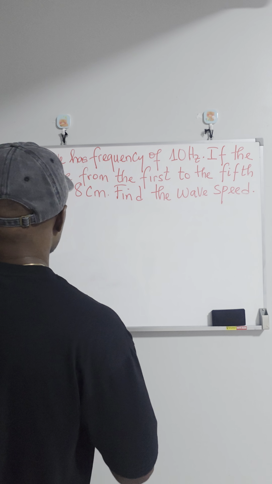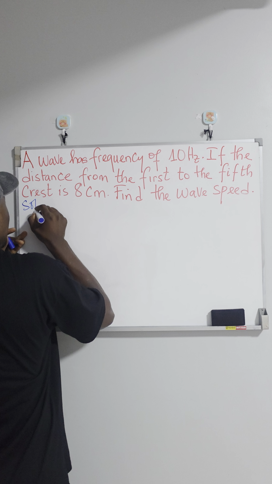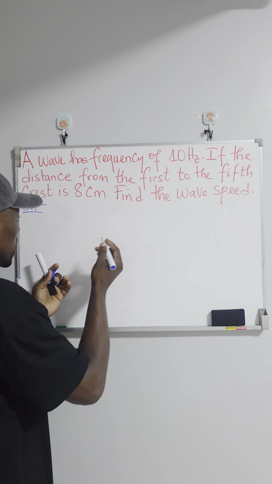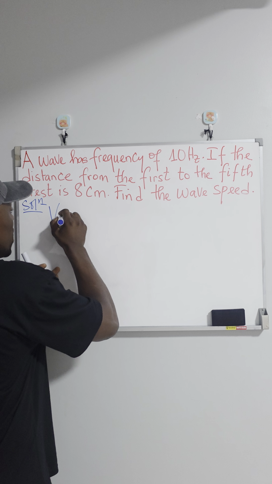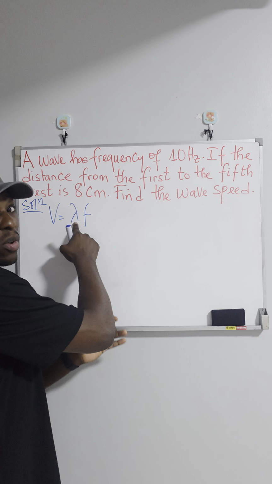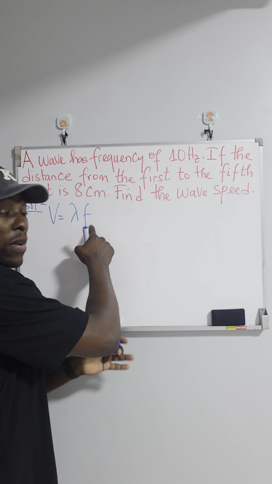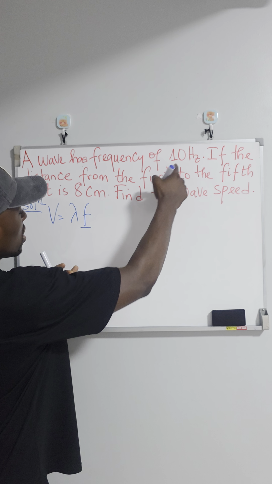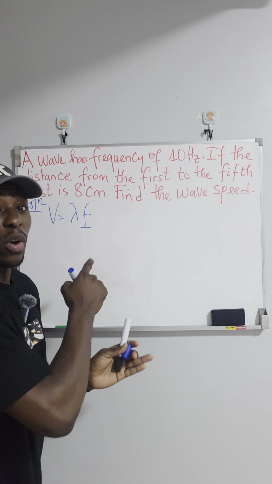Follow me, dear friends. Solution. Let's start by writing down an equation which can help us find the wave speed. By definition, wave speed v is given by lambda f, where lambda is the wavelength and f is the frequency. Straight away, the question has given us a frequency, which is this, but we don't clearly have the wavelength.